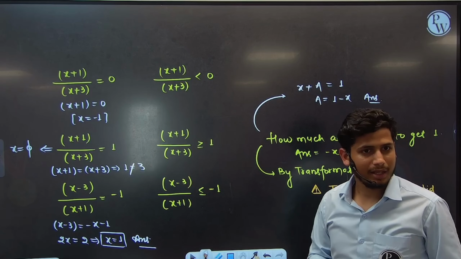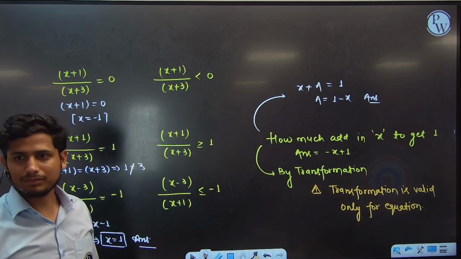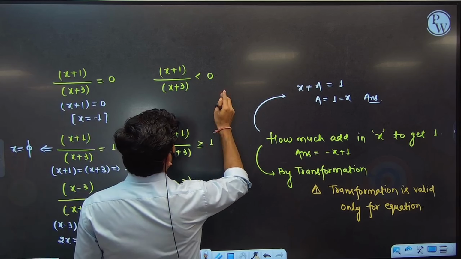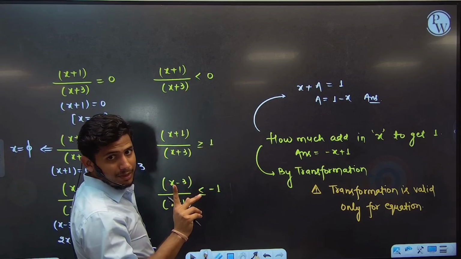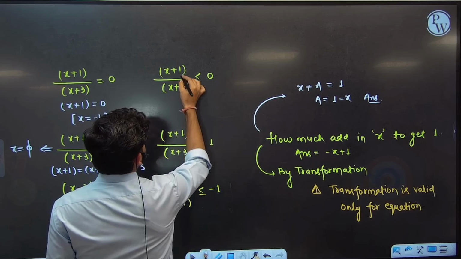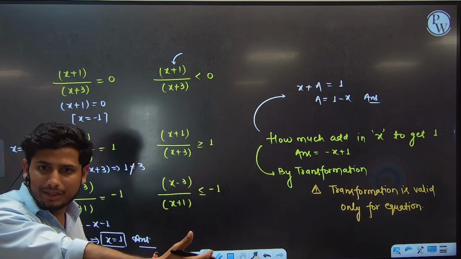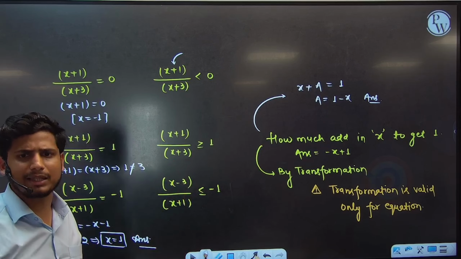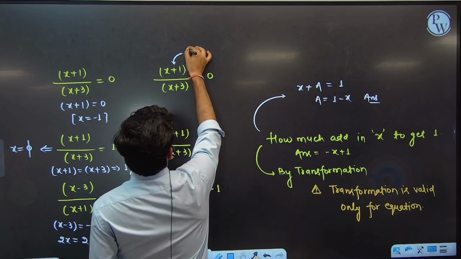Now here, (x plus 1) upon (x plus 3) less than 0. So how to solve it? First of all, make sure there is 0 in the RHS. Now what is the root for this? Root means put the factor equal to 0 and get the value of the variable. So x plus 1 is equal to 0, then x is equal to minus 1.